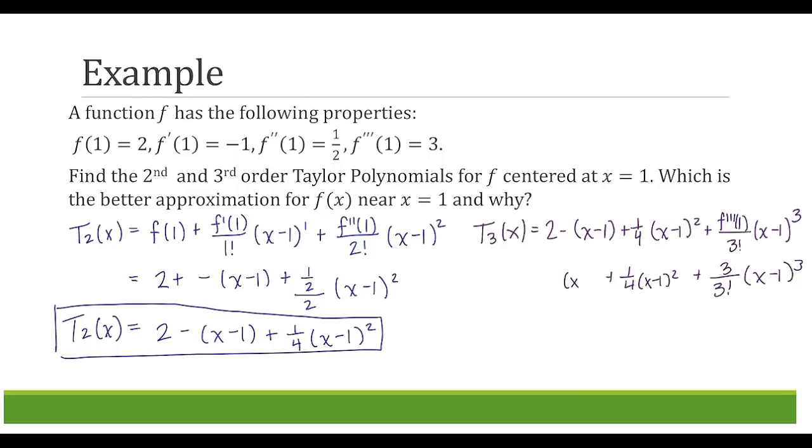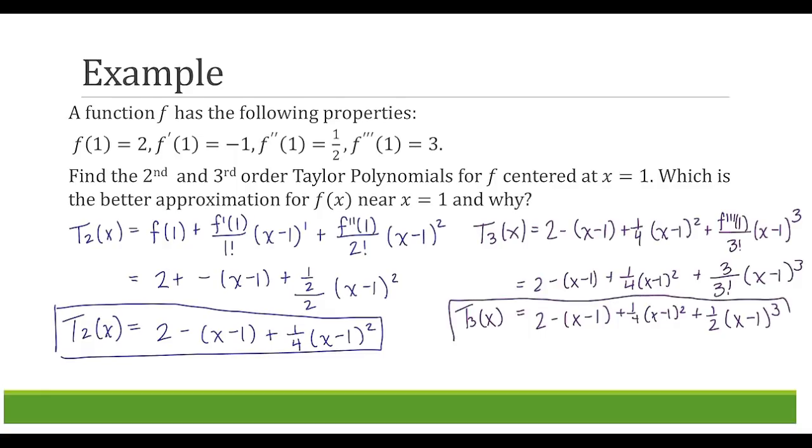Those are still there. And then I can simplify the last term now. 3 factorial is 3 times 2 times 1, which is 6. So 3 over 6 is 1/2. So I have 1/2 times x minus 1 cubed. So this is my third order Taylor polynomial, or T sub 3 of x. So it's just finding that one additional term that's created using the third derivative.